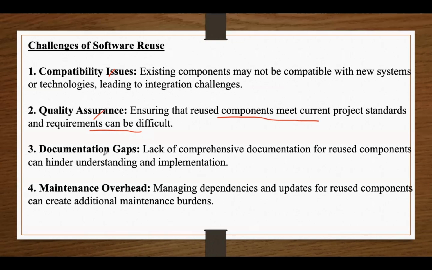Then documentation gaps. Critical documents such as user manuals, technical specifications, or system architecture descriptions may not exist. And also documentation that does not reflect the current state of the software can even lead to confusion as well as errors. So here, lack of comprehensive documentation for these reused components can again create a problem in understanding and implementation.